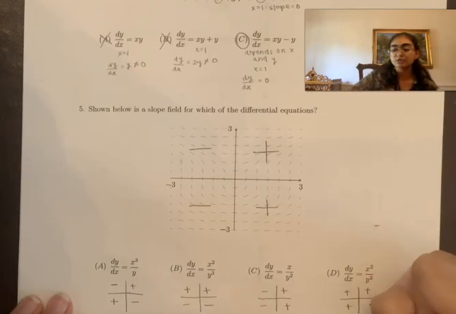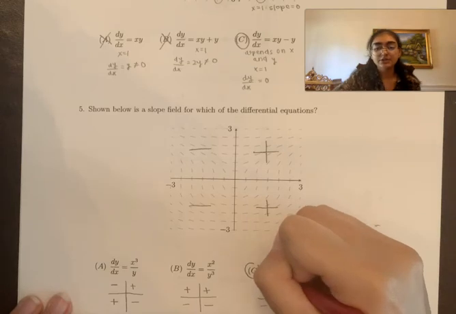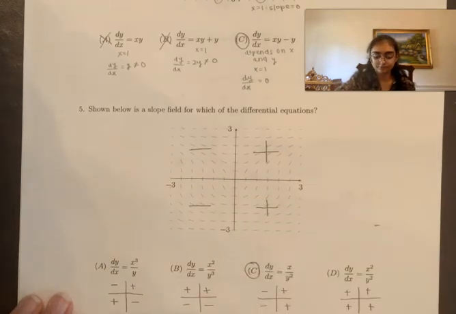But let's just go ahead and do D just in case. Since D is x squared over y squared, we know that it's always going to be positive for all 4 quadrants because anytime we get a negative 1, it's just going to become positive. So C is our correct answer in this case.